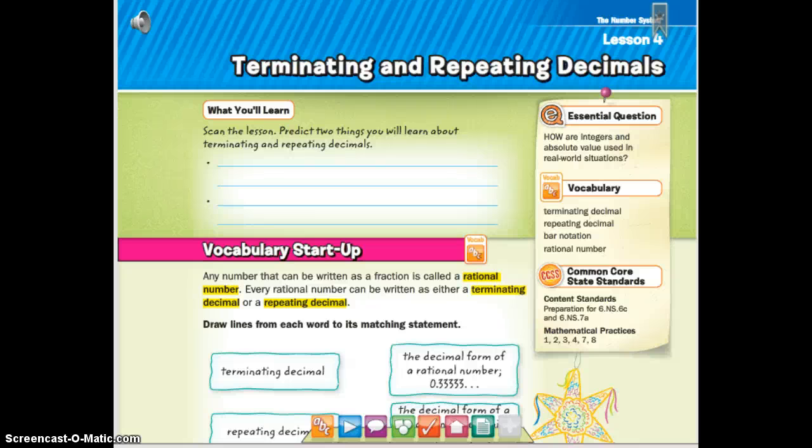Now on Chapter 5, Lesson 4, Terminating and Repeating Decimals. Please turn to page 379.